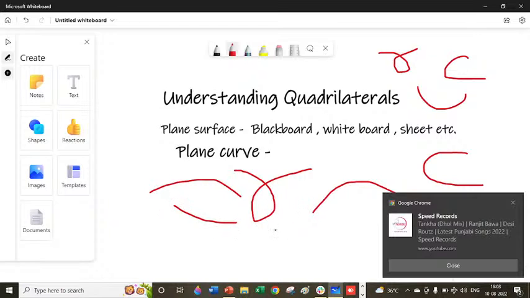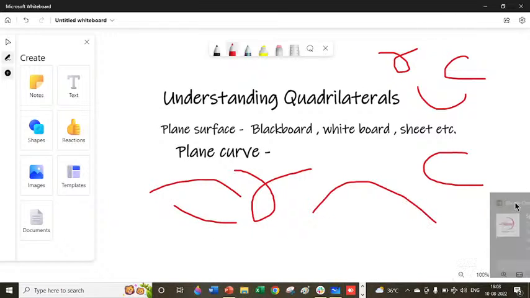Now, let me give you one more example. For example, there are 3 dots. And if we would like to join the dots, we don't have to move our pencil, we are just joining the dots. Likewise we can also say this is a plane curve.